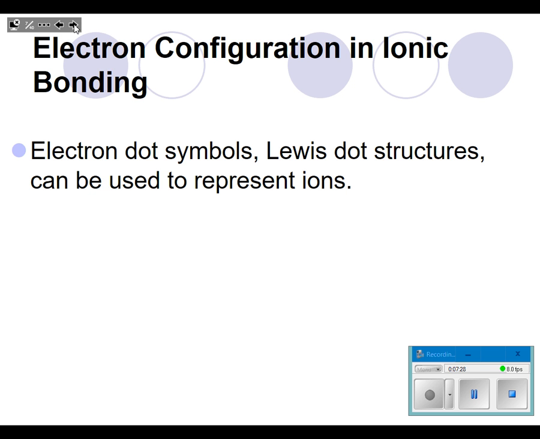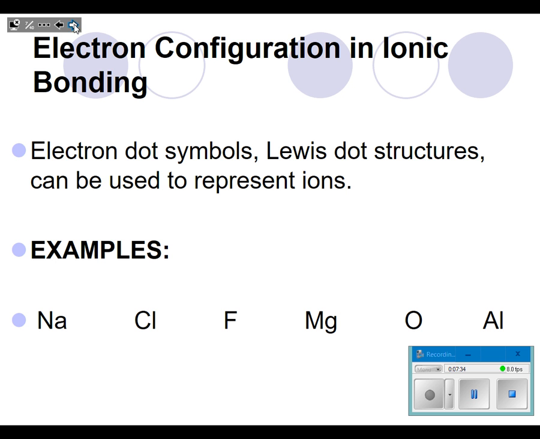So the electron dot symbols, or the Lewis dot structures, can be used to represent those ions as well. So sodium has 1 dot, chlorine would have 7 dots around it. And then fluorine would have 7 dots around it because it's in 7A. And then magnesium's in 2A, so it would have 2 dots. Oxygen is in 6A, so it would have 6 dots. And then aluminum is in 3A, so it would have 3 dots.